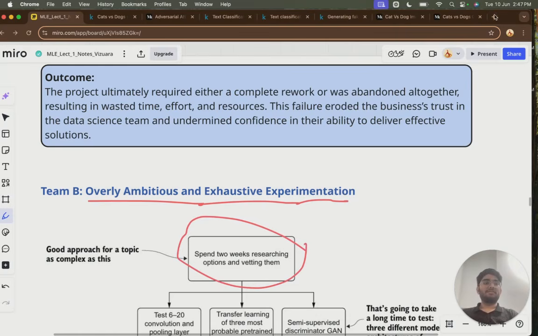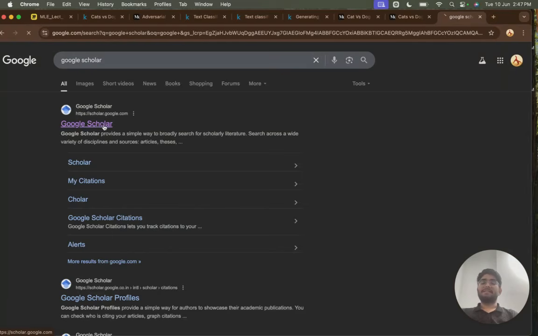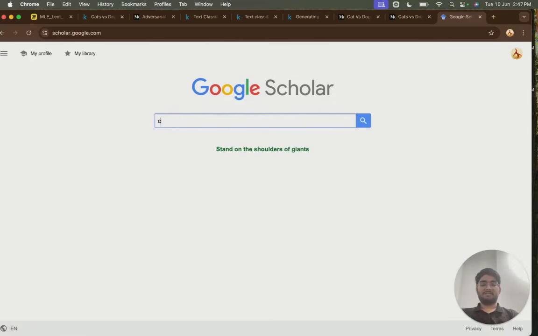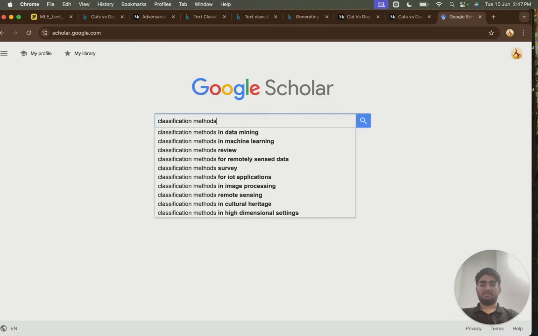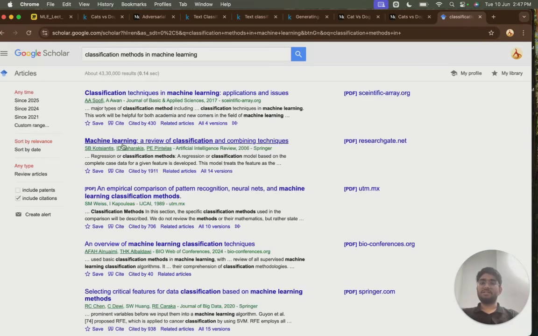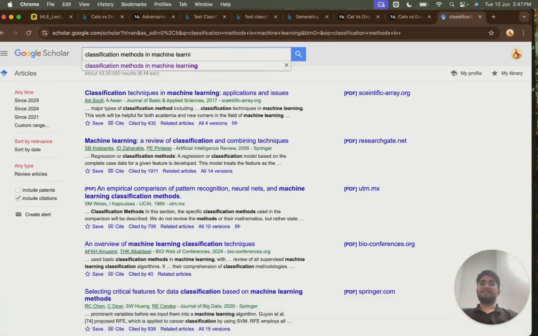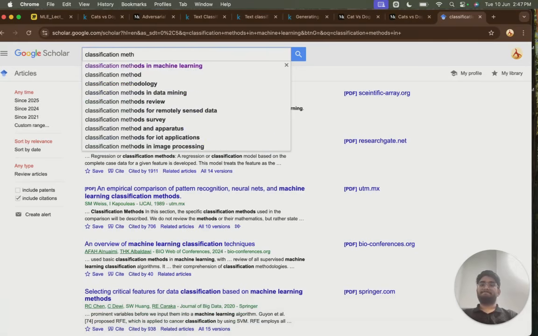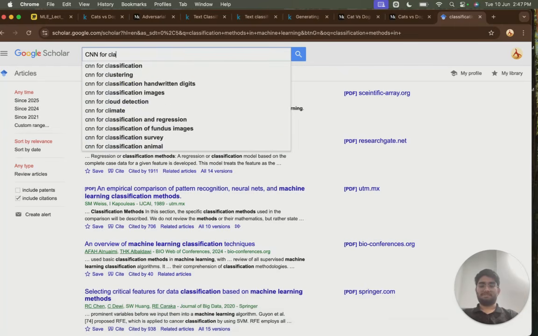Like they just open Google Scholar. Then they search for classification methods in machine learning. They saw a lot of machine learning techniques for classification. Then they explored CNN for classification.